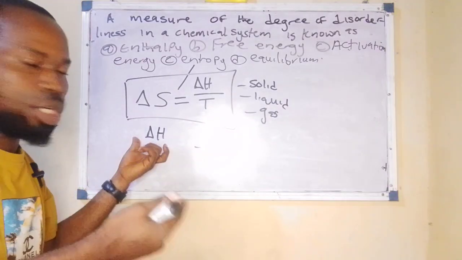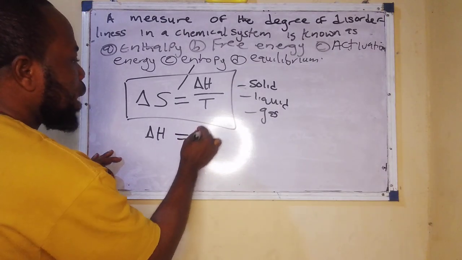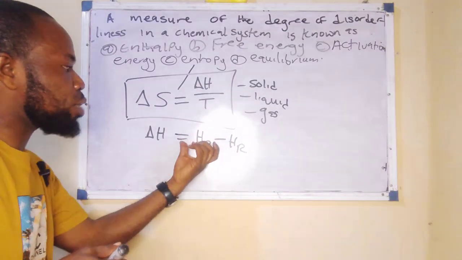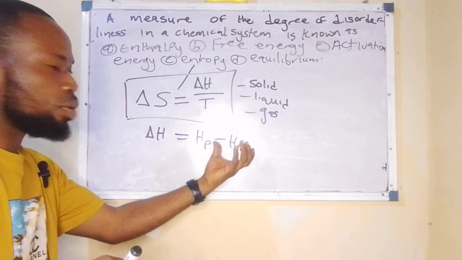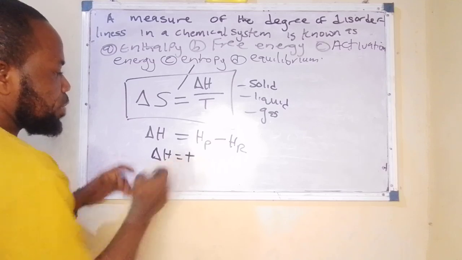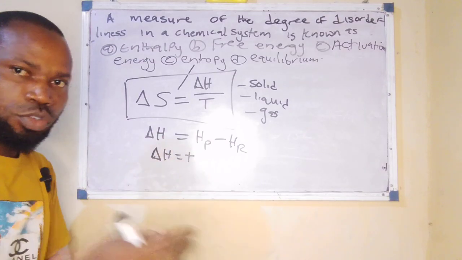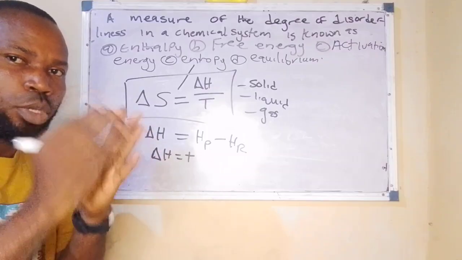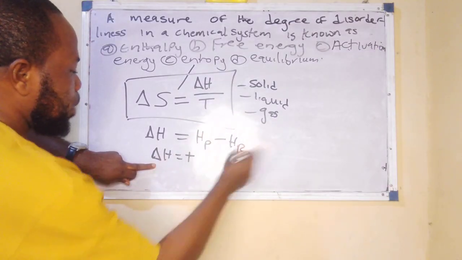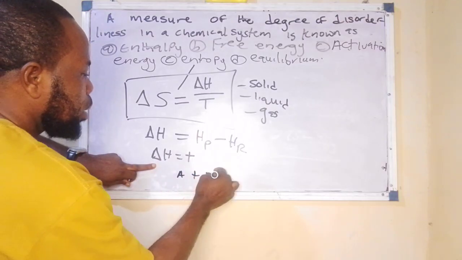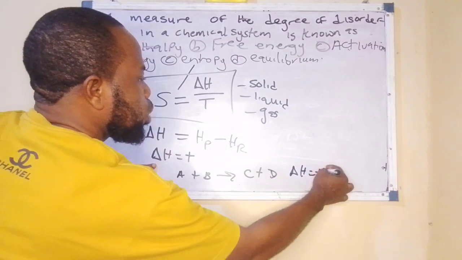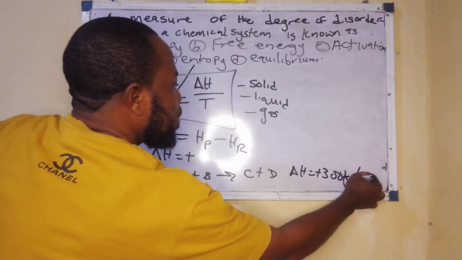enthalpy change or heat change, which can be gotten by heat of product minus heat of reactant. That means those heats that are found in the product or generated in the product and the heat in the reactant. Now, quickly, if delta H is positive in a chemical reaction, it is signifying something. Now, I'm trying to draw the point very fast to make sure that the videos are very short. Look at it. If delta H is positive, for example, they write an equation, A plus B to give C plus D. At the end, let's say delta H is equal to plus 300 kilojoule per mole.